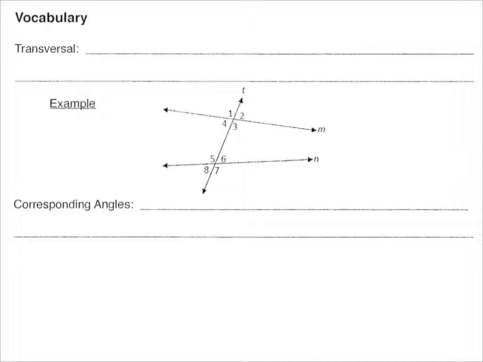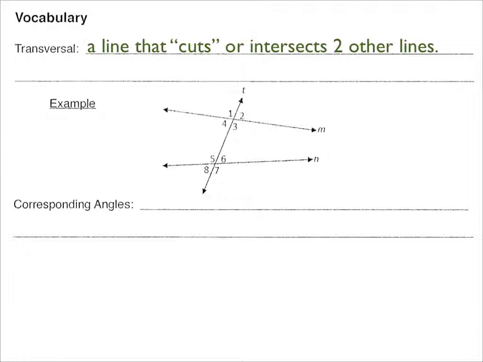If I have two lines M and N, I'm always going to refer to the transversal for the rest of this chapter. The transversal is the line that cuts or intersects those two lines. And you see T is the transversal here. When it cuts or intersects those two lines, it creates 8 angles.